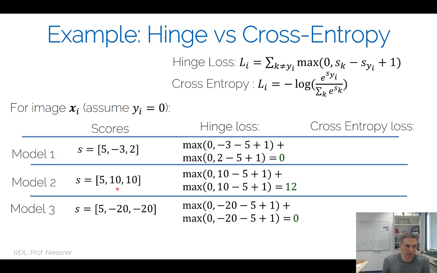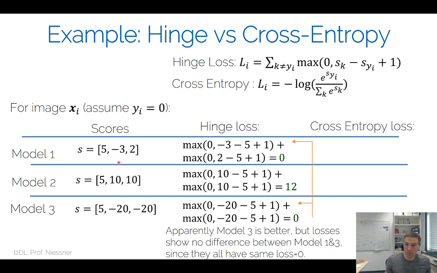The only downside of the Hinge loss is that these two models are not being evaluated differently. This model is, in a sense, making a better prediction because the difference between the losses of the wrong and the right class is larger, versus here they are relatively small. So apparently model 3 is better, but the losses show no difference between model 1 and model 3 because both of these losses are 0, right? That's just how the Hinge loss is computed.